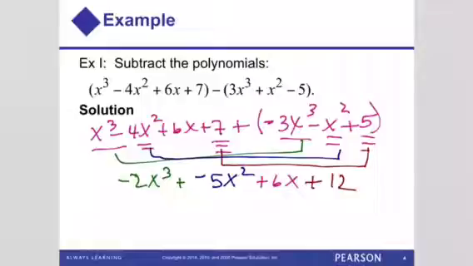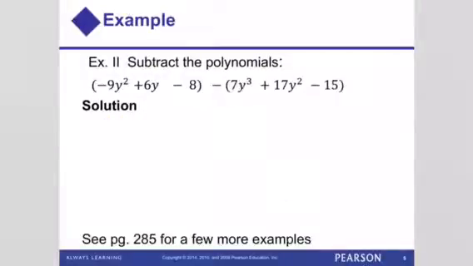Okay, there we go. So be careful with the signs. That's the tricky part of this. You'll notice on the green example, x cubed plus a negative 3x cubed is negative 2x cubed. Okay, then the blue line, negative 4x squared, minus x squared is negative 5x squared. So the 6x we just write in the equation because it doesn't have a like term, and then 7 plus 5 is 12.